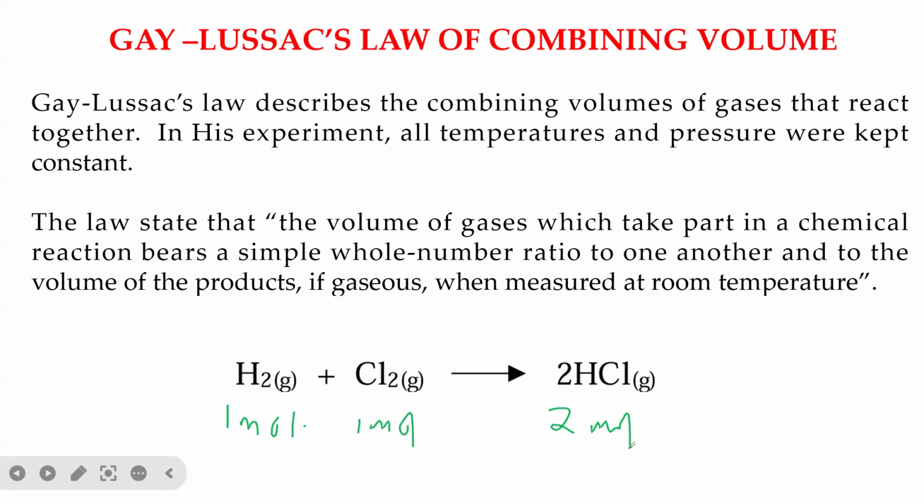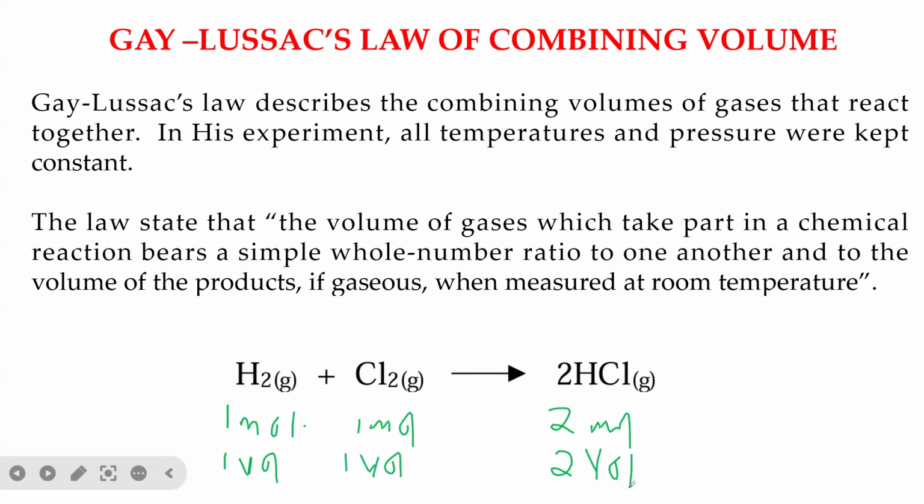So 1 mole is equivalent to 1 volume. That is why, as we have 1 mole here, we can say it is 1 volume of hydrogen gas plus 1 volume of chlorine gas to give 2 volumes of hydrochloric acid. This is what this scientist is trying to describe. He tried to describe the relationship between volume and moles.